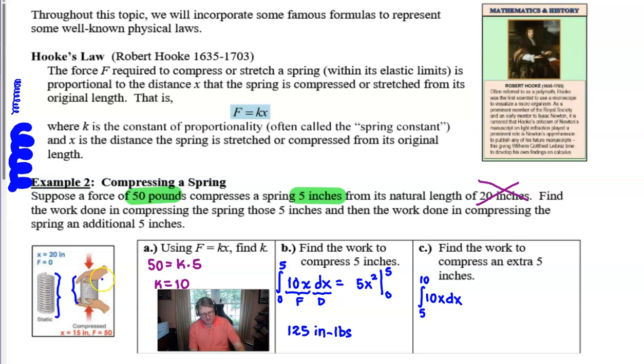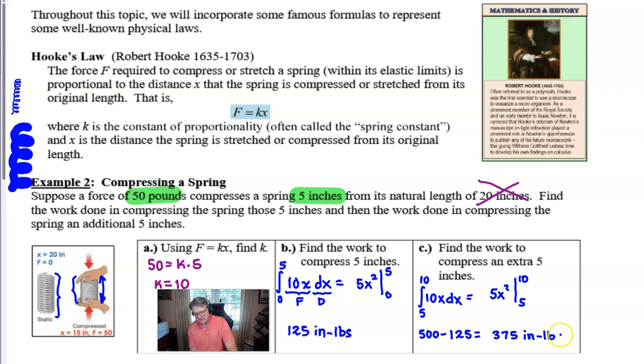So we're going to move our hands even closer together here to make that spring even shorter. And you'll find out when we actually evaluate this, we should get an answer that's a larger value, right? If we plug 10 in, 5 times 10 squared is 500, I believe. And if we plug 5 in, we've already been there. That's our 125. And of course, the net change there is 375 inch-pounds.